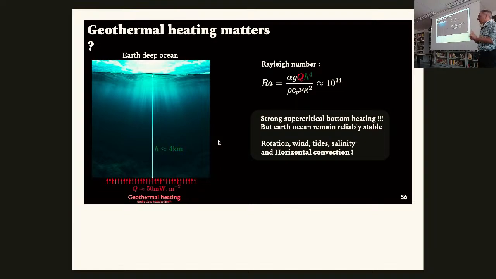Okay, so here's a paradox. Imagine that you look at the Earth's ocean and you look at the bottom of the ocean. The Earth's ocean is about 4 kilometers deep on average. And at the bottom, there is a small flux of heat through the base. It's about 50 milliwatts per square meter, and you can look that up. Geophysicists get very excited about this. It's higher near mid-ocean ridges, and it's cold in other places.